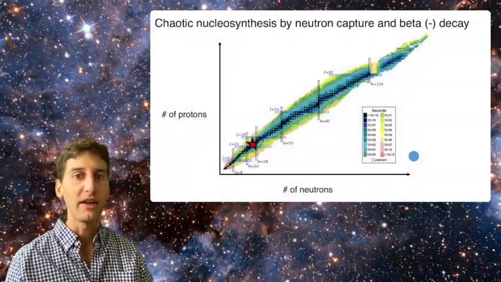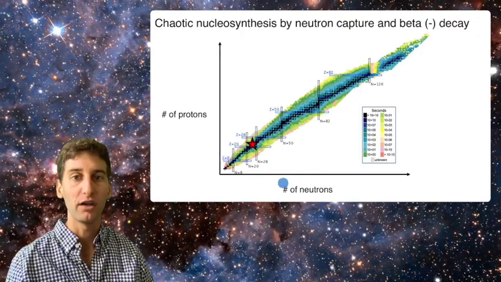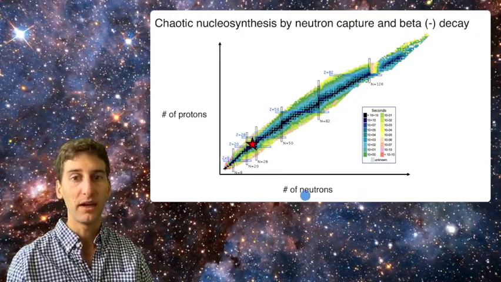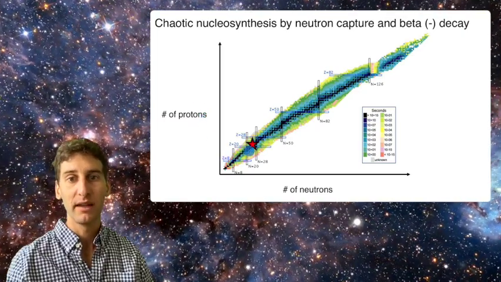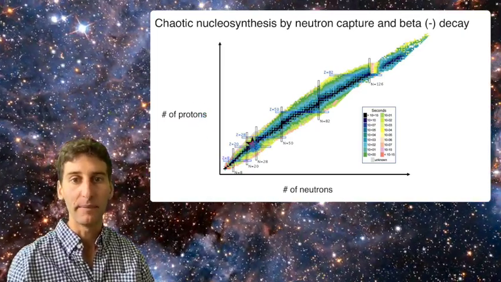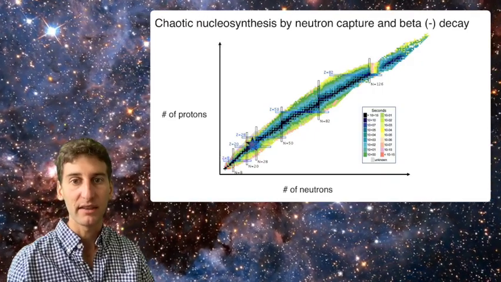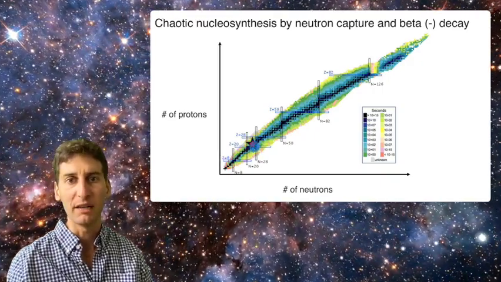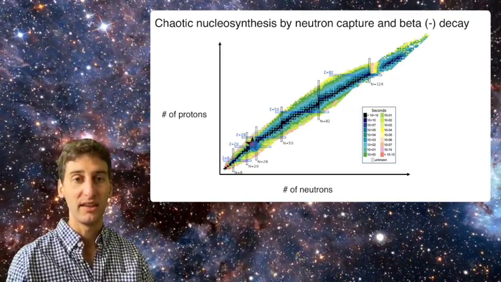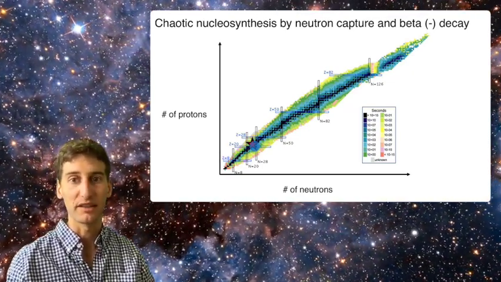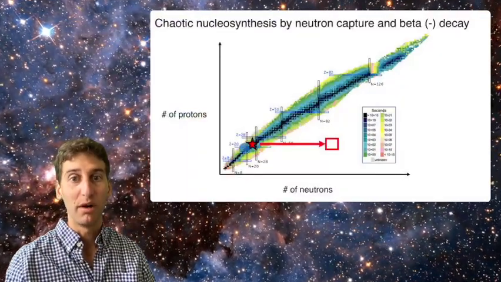Just so you understand how this works, we're going to revisit our chart of the nuclides here. The number of neutrons is on the x-axis, and the number of protons is on the y-axis. So let's say we're starting with something here, like iron, or something close to it. But then let's say that this is in the center or near the center of a collapsing star. So we're going to bombard it with neutrons here.